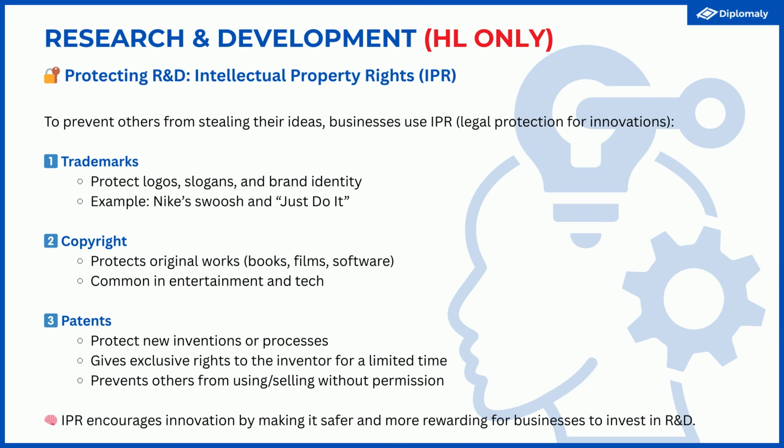To protect themselves from their R&D being stolen, businesses use intellectual property rights, or IPR, to give them control over how the invention will be used by putting legal restrictions on who has access to the technology. This also acts as an incentive for firms to do more R&D. There are 3 types. The first is trademarks, which are symbols or logos associated with a brand. For example, Nike's swoosh logo, or Just Do It, would be examples of a trademark. This helps protect the firm's brand identity.